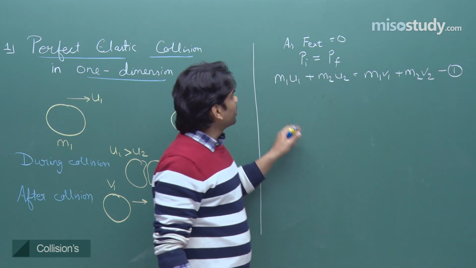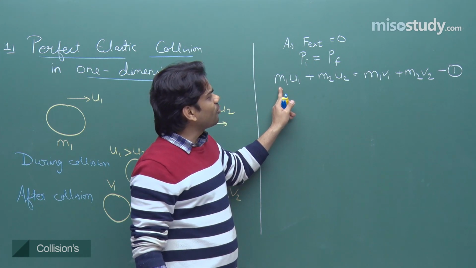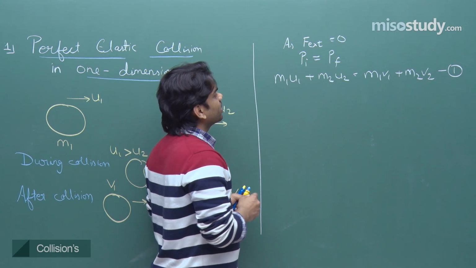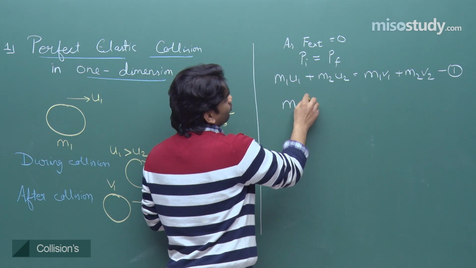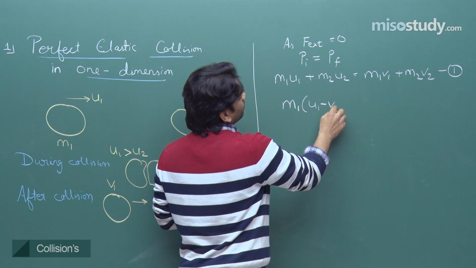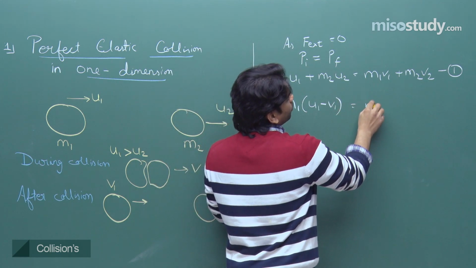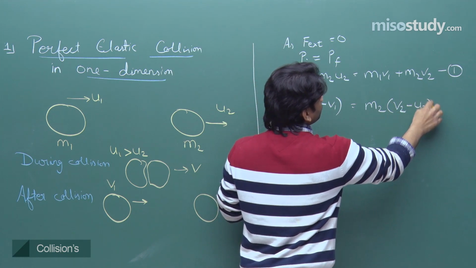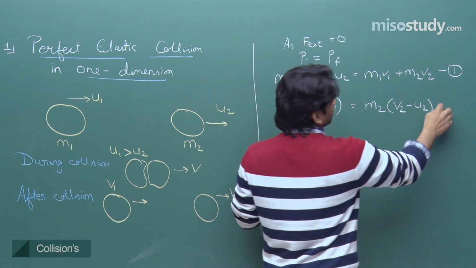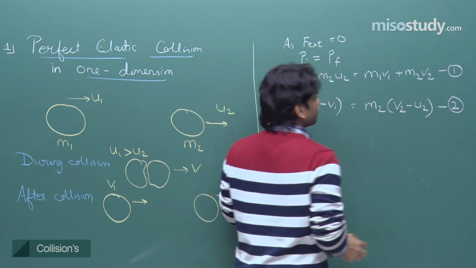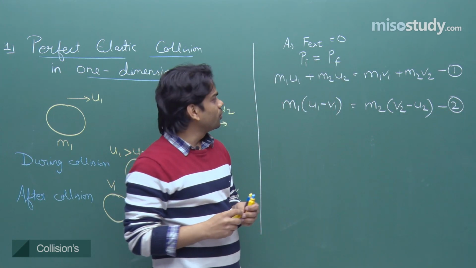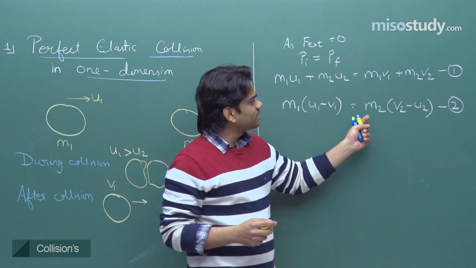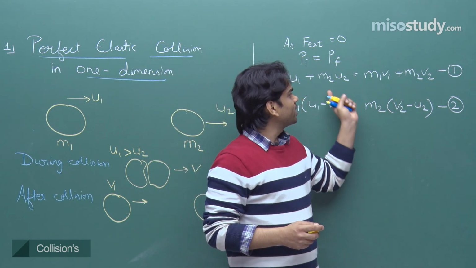Now here, if I take m1 on this side, I'll get m1 into u1 minus v1 is equal to m2 into v2 minus u2. Let's say this is equation number 2. Equation number 1, equation number 2, we framed in this way: m1 (u1 minus v1) equals m2 (v2 minus u2).